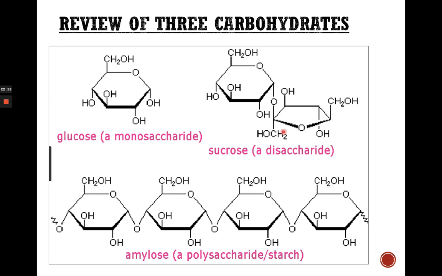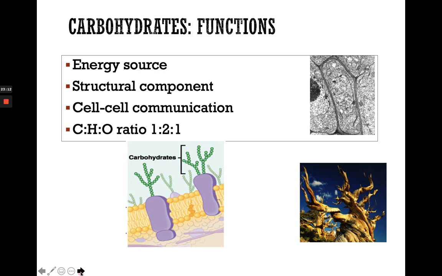So again, review of our three carbohydrates. There's monosaccharides, there's disaccharides where there's two together, and then there's polysaccharide where you've got three or more monomers joined together in a chain. The functions of them, the primary function is energy source. Okay, so primary function of carbohydrates is that glucose molecule for human beings, for all animals, to provide us with the daily energy that we need to live, for our cells to function, all that good stuff.